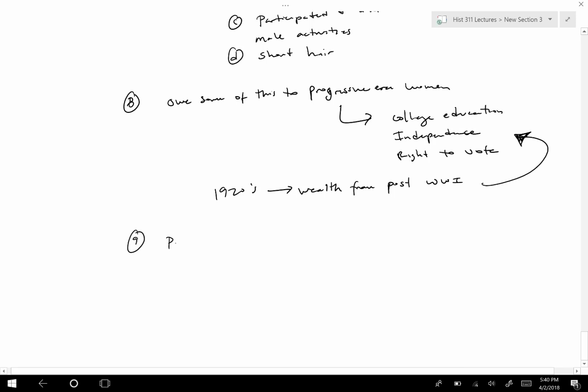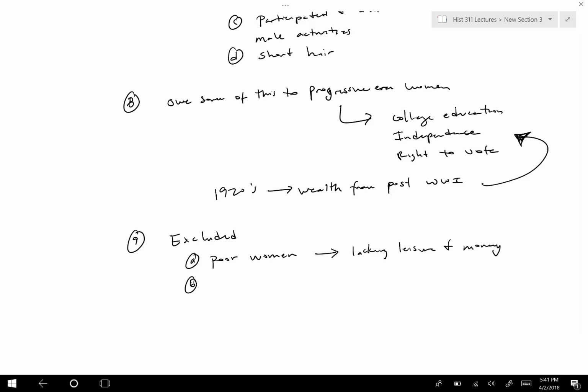So poor women, I will say those who were excluded, now they might get their hair cut or look at that, but they aren't getting to participate in the leisure, lacking leisure and money to follow it completely, right? So you certainly didn't have the freedom to follow that. It was really for the middle class group, of course.